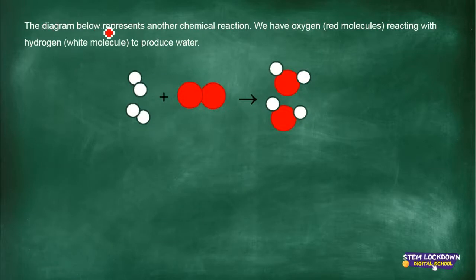So if you look at the diagram below, it represents another chemical reaction. So here we have oxygen in the red molecules. So these are oxygen molecules, and we are reacting them with hydrogen, which is the white molecules that we have here. So this here is, you can say it loudly, even though I won't hear you. So you can say it with me. So this, on this side of the arrow, is the reactant, and then these two form a product.